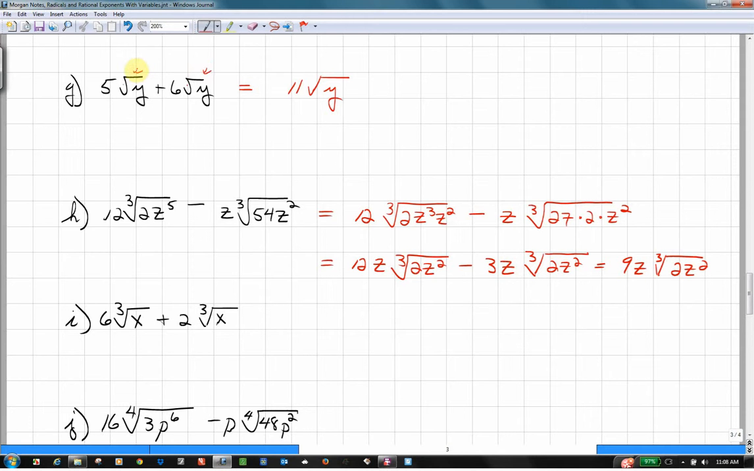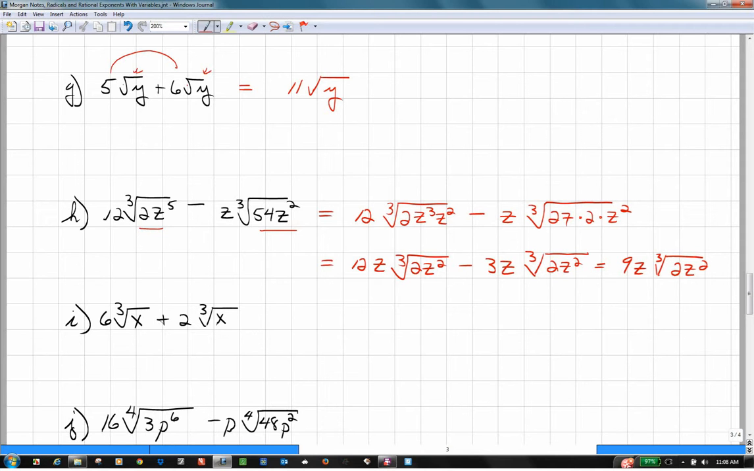So since I have 5 times the square root of y, and over here I have another square root of y, but it's 6 times the square root of y, the 5 and the 6 can simply add, giving me 11 times the square root of y, just like we did with numbers. Sometimes I could have a problem where my radicals don't actually match, so I can't combine them. But like with numbers, if I can simplify them and make them look the same, then I can combine them. And that's the case here.